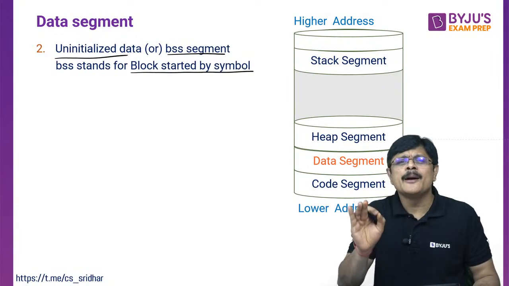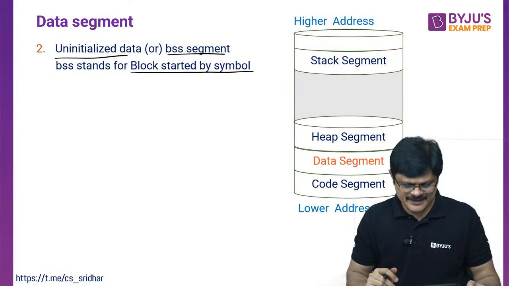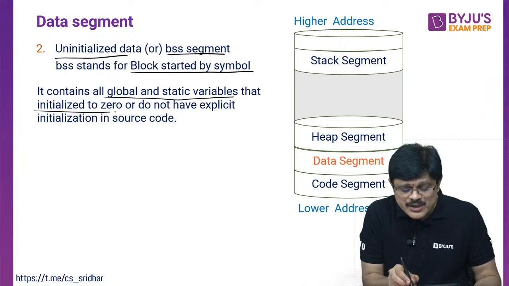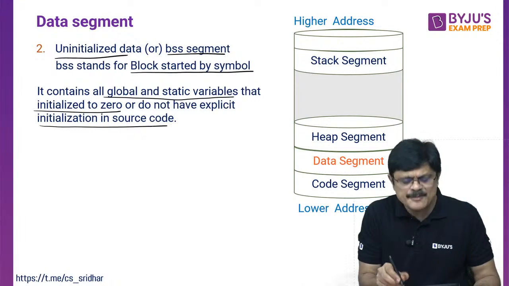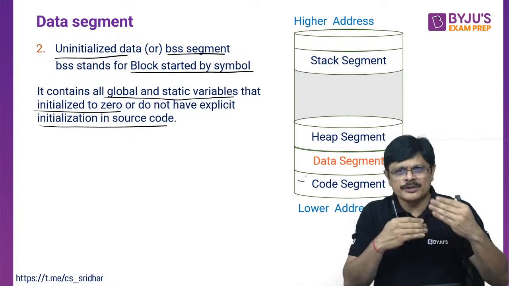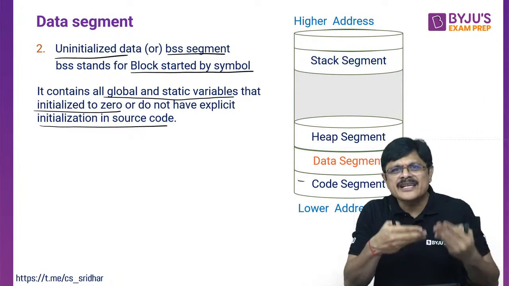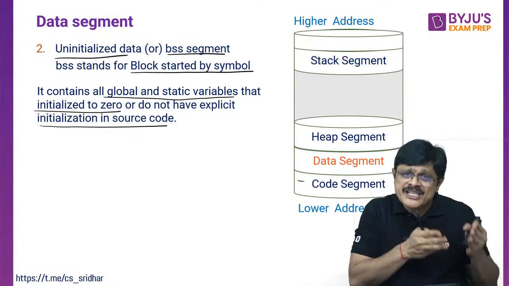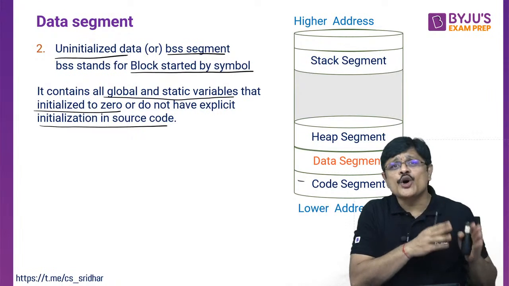BSS stands for block started by symbol, my dear friends. It contains all global and static variables that are initialized to 0 or do not have an explicit initialization. Simple, sir. See, there is a code segment where code instructions are stored. There is a data segment which is divided into two parts. One part holds the initialized global or static variables.